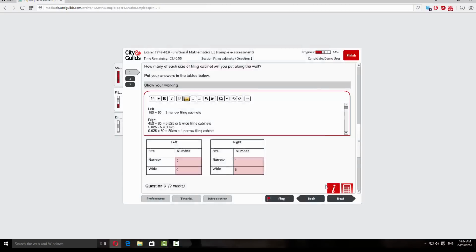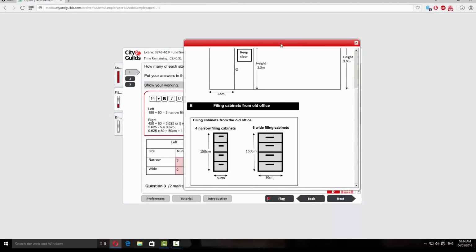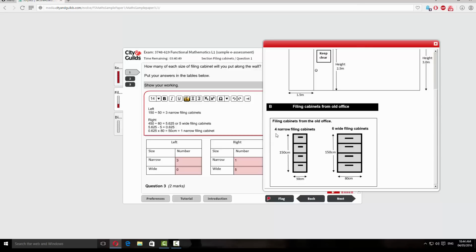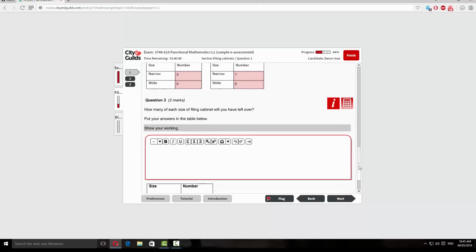And so try and do it where you can, but I say don't spend hours over it. So you can see there were 4 narrow filing cabinets in the first place and 6 wide filing cabinets. Okay, I've used 5 wide filing cabinets and all 4 narrow filing cabinets. The next question is asking me how many filing cabinets are left over.